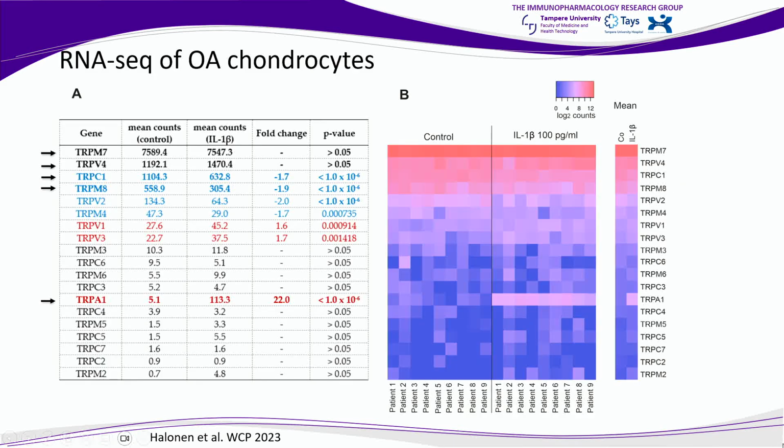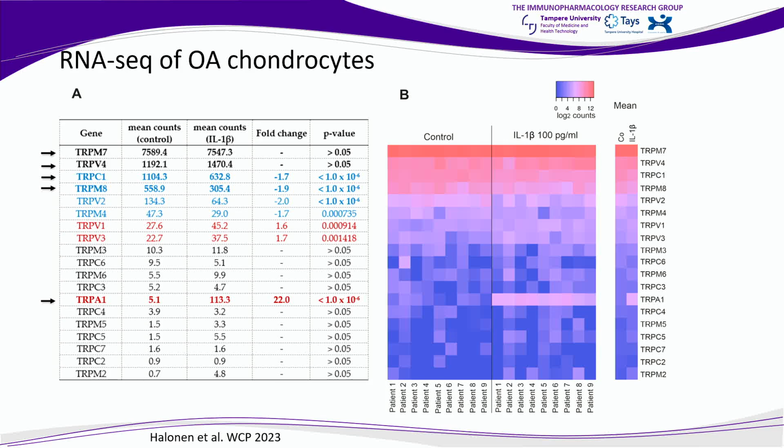Here are the results of our RNA-seq. On the left-hand side, you can see the table here. We had control chondrocytes, and then we also stimulated them with interleukin-1 beta to see whether inflammatory stimuli affect the expression of that TRP channel. And you can see the fold change is mentioned when it was found to be statistically significant. On the right-hand side, it's the same data, but it's presented as a heat map.